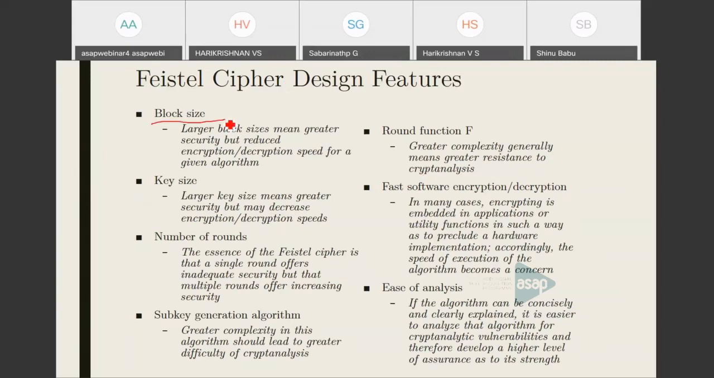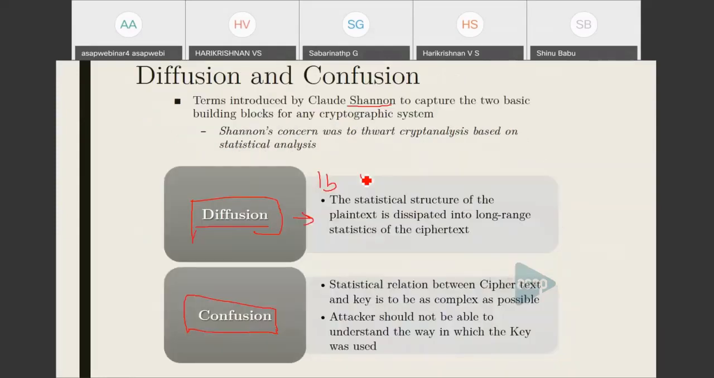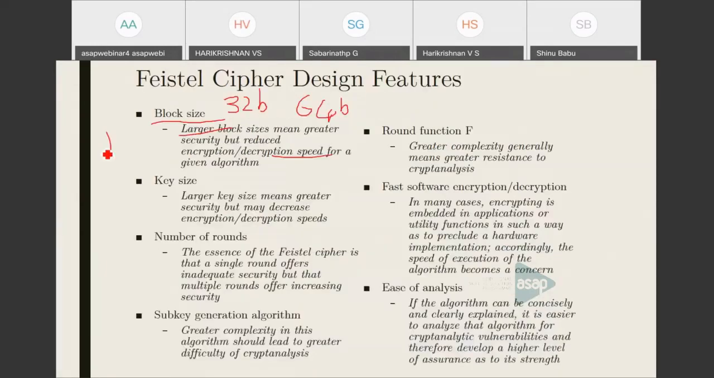For our plain text, do you want a 32-bit block size and process, or do you want a 64-bit one? Because remember diffusion here: diffusion states that a one-bit change in the plain text should be reflected in the corresponding ciphertext. That's what diffusion is. So for larger diffusion to happen, you need a larger block size. With a block size of 8 bits, you won't get good diffusion, right?